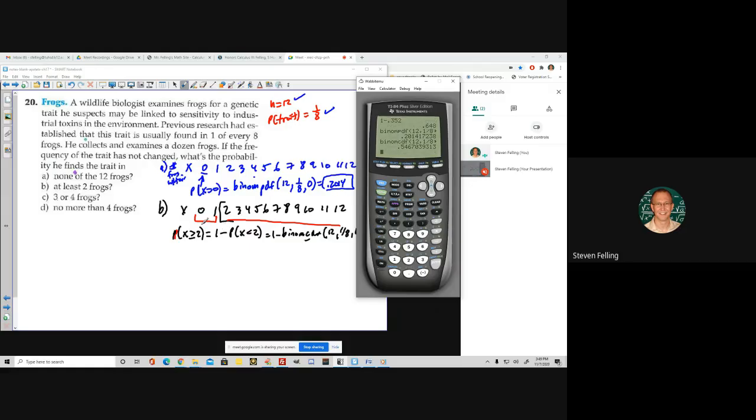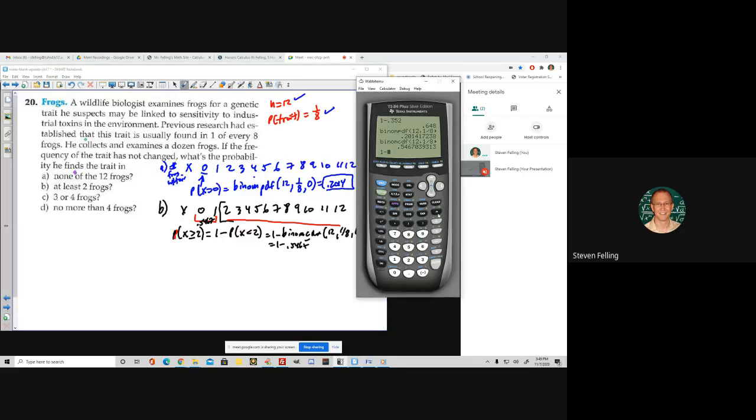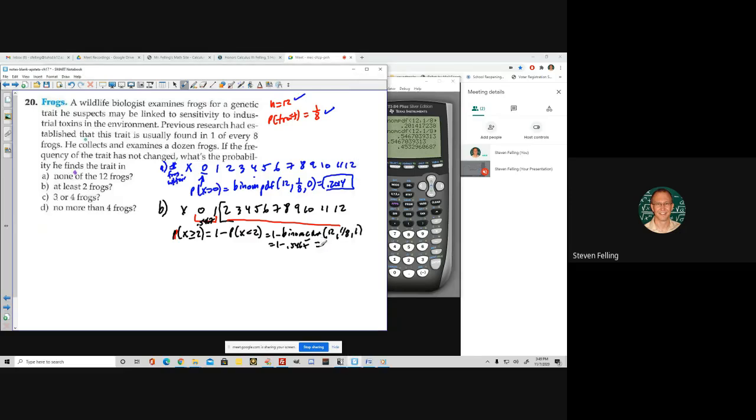So this probability over here is 0.5467. So 1 minus 0.5467 gives us the probability on the right-hand side. So 1 minus that, the answer is 0.4533. Okay.